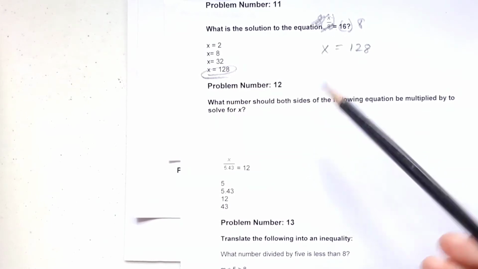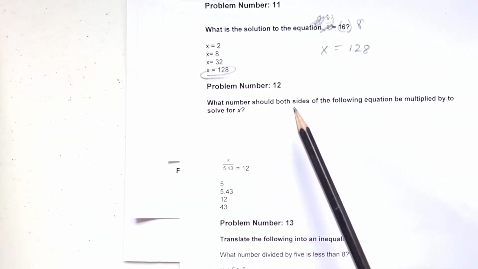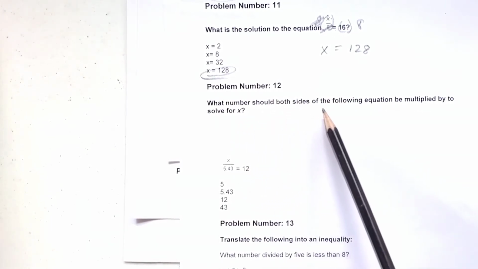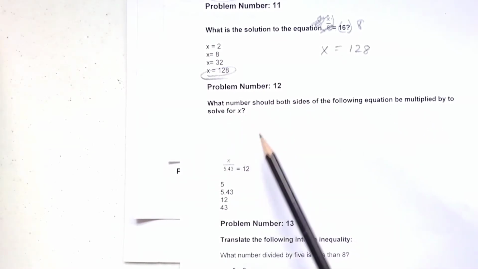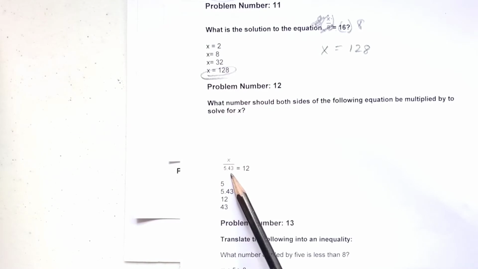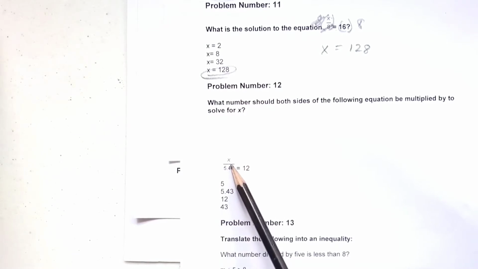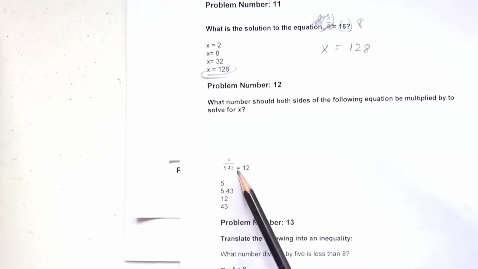Okay, problem number 12. What number should both sides of the following equation be multiplied by to solve for x? See, this equation is saying x divided by 5.43 equals 12. So to solve, we must do the opposite of divide. We must multiply. And we're going to multiply by the number closest to the variable, the 5.43.